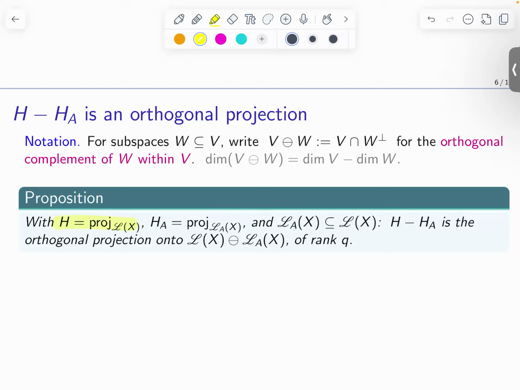So let H be the projection onto L of X, or the image of X. Let HA be the projection onto LA of X, or that image of X tilde, if you want. And let's say this is part of the assumption: A of x is inside L of x, which is the case for us. So we have two projection operators projecting onto two subspaces, one of which is inside the other. Then if I look at H minus HA, the claim is that this is going to be an orthogonal projection matrix, projecting onto this difference of the two subspaces, and its rank is going to be Q.